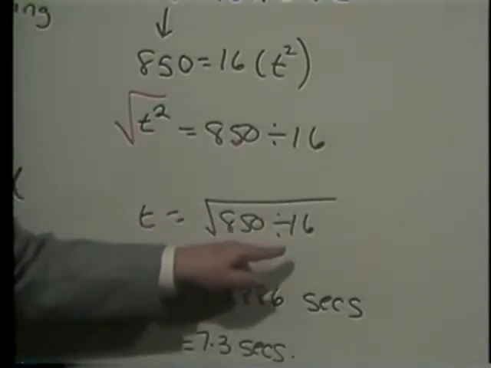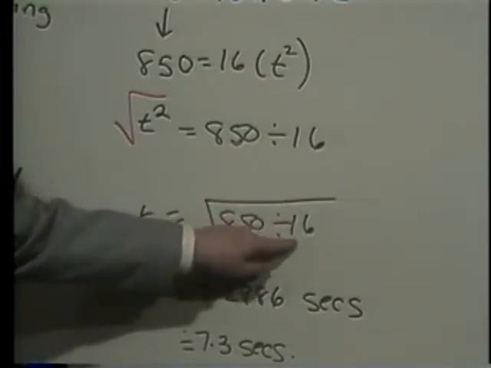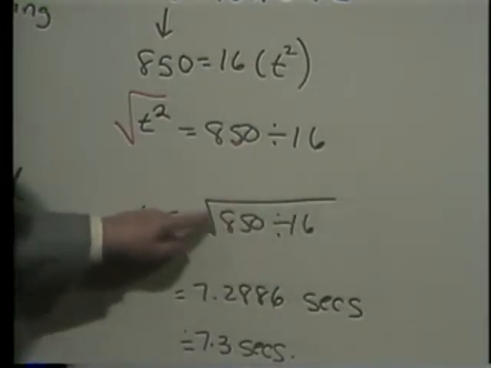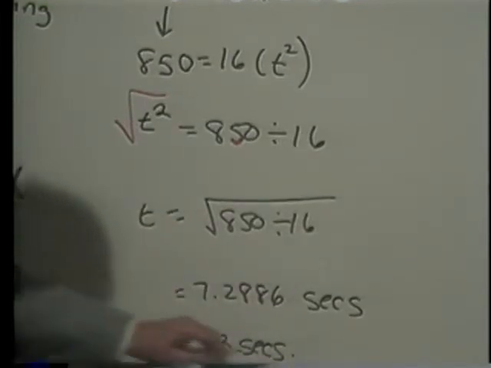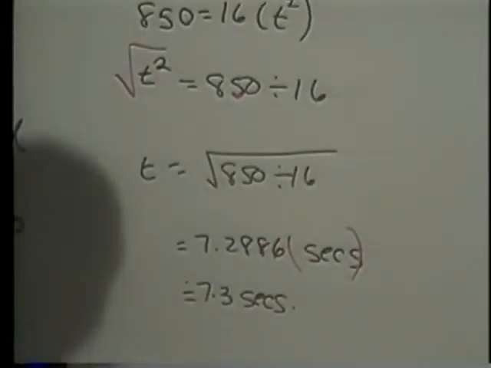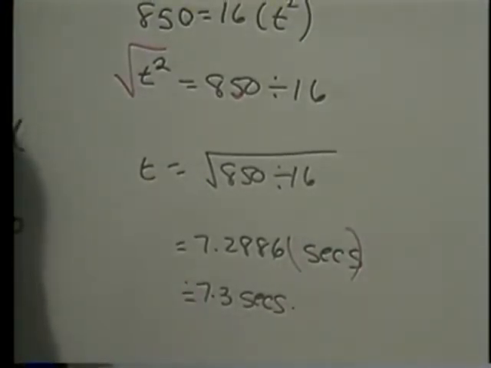That looks like a mess. But on the calculator, it's 850 divided by 16. Then I press the square root button. I get 7.2886. I have to remember that the time is measured in seconds. And therefore, to the nearest tenth of a second, it's going to take 7.3 seconds.